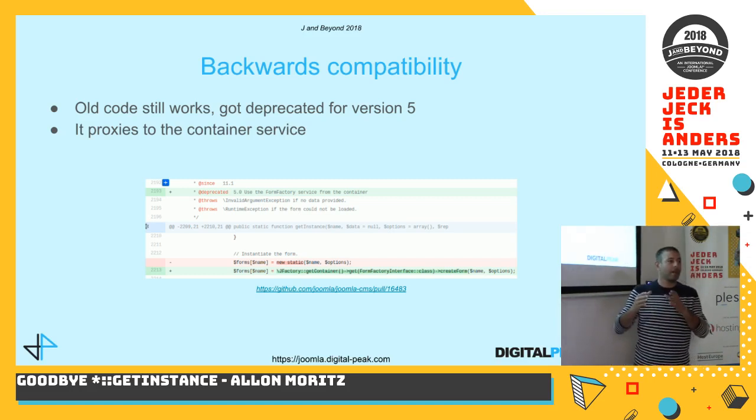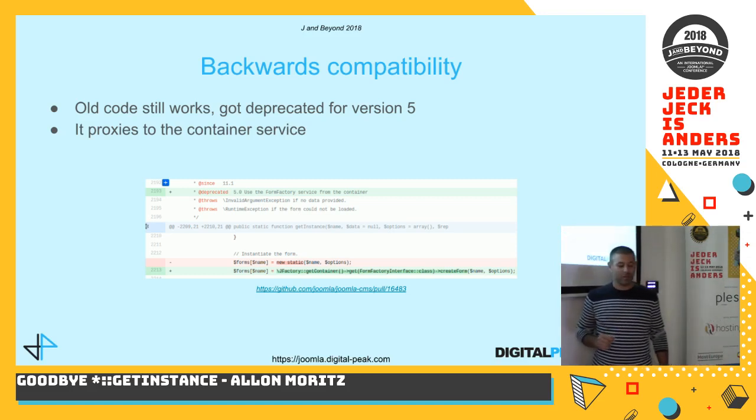So we have to default that to null, so that existing extensions can still use it, or can still use the new one. And in the constructor, when we see that we don't get a form factory interface injected into the constructor, we are calling the form JForm factory get container. But yeah, if we can, we should try to avoid it.